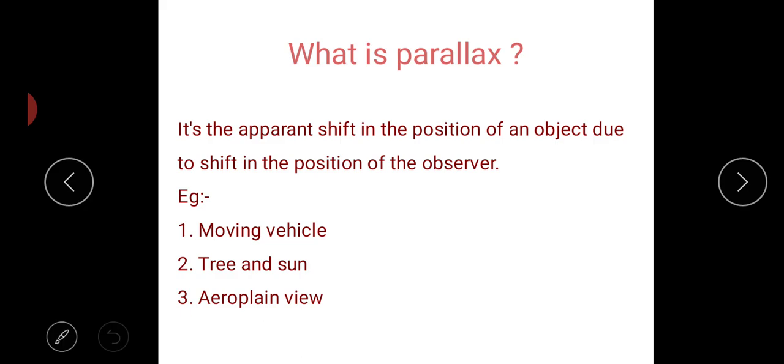Parallax is the apparent shift of the position of the object due to shift in the position of the observer. To understand this definition, let us take an example. Imagine yourself sitting in a vehicle and this vehicle is moving. You all are the observers. If you all are sitting towards the window side, you all can observe that there are trees, there are mountains, there are vehicles which are beside you all. So there are a number of objects which you all are able to see.